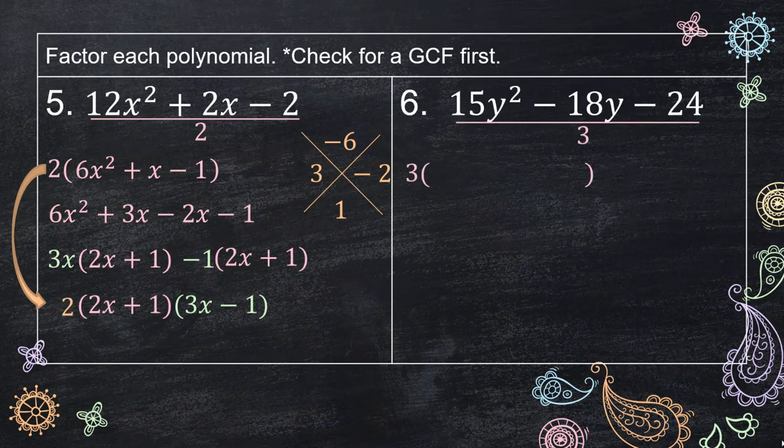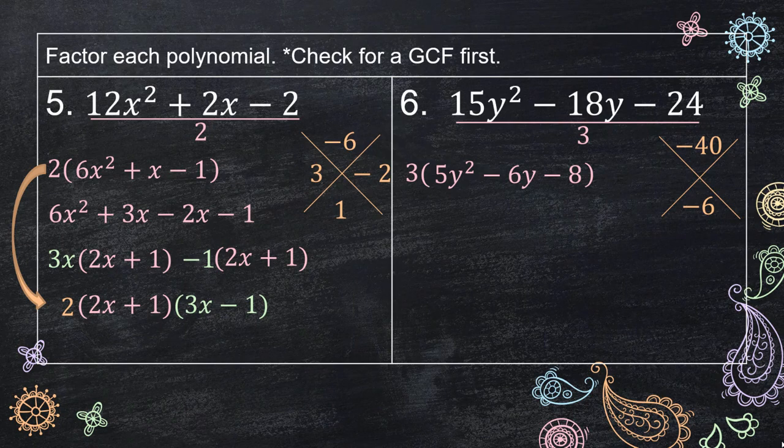Factoring out the 3, we would get 5y squared minus 6y minus 8. Multiply 5 times negative 8 to get negative 40. Put that at the top of your x. At the bottom, we put the y coefficient, negative 6. And we ask ourselves what multiplies to negative 40 and adds to negative 6.